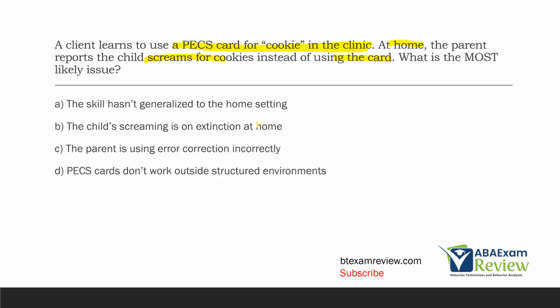That's a problem. B, the child screaming is on extinction at home. Well, if they're screaming for cookies instead of using the card, there's no indication that the parent is actually putting that behavior on extinction. C, the parent is using error correction incorrectly. It doesn't describe how the parent is using any sort of feedback or correction. And D, PECS cards don't work outside structured environments. That's just not really relevant here. If the PECS card is working in the clinic, it just hasn't generalized to the home. There's no reason it can't. So what is the most likely issue? The skill has not generalized to the home setting.